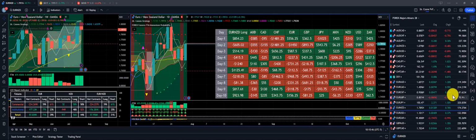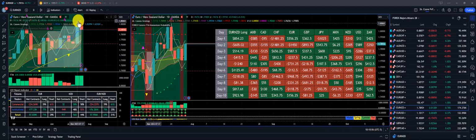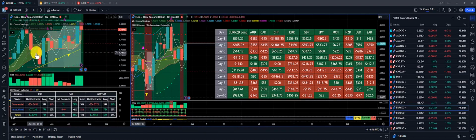Euro New Zealand dollar is crowded out on the long side as well. We had a green FTM at the top of the consolidation zone for the weekly. It's been going on for many weeks now. So this was a good short trade at the top. And as you can see here, overall gains $892 to the short side on one standard lot.